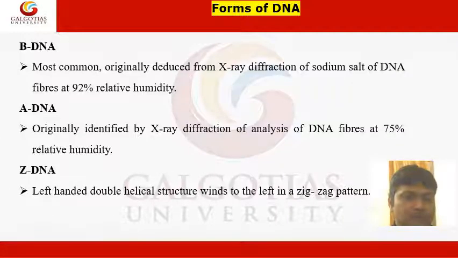The B-DNA is the most common and was originally deduced from the X-ray diffraction method, and it has around 92% relative humidity, whereas the A-DNA was also originally identified by X-ray diffraction analysis of the DNA, and it has 75% relative humidity. The Z-DNA is a left-handed double helical structure and turns to the left in a zigzag pattern. That's why it is called the Z-DNA.